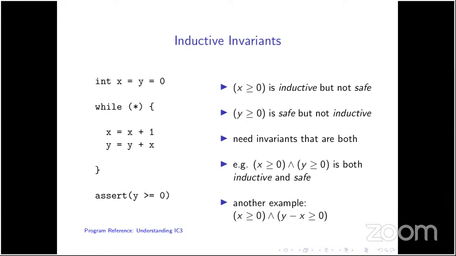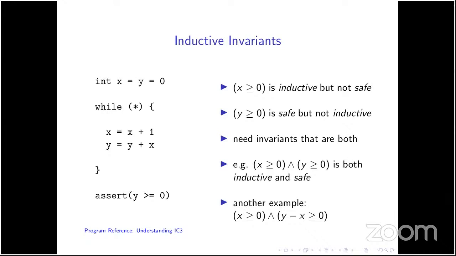Now let's try to see some candidates here. First of all, the claim is that x is greater than or equal to 0 is an inductive invariant. Why is it an inductive invariant? There are two things that we have to check. We have to check that x is greater than or equal to 0 holds in the beginning when you are entering the loop for the first time, which is true, since x is equal to 0, x is also greater than or equal to 0. So this holds.